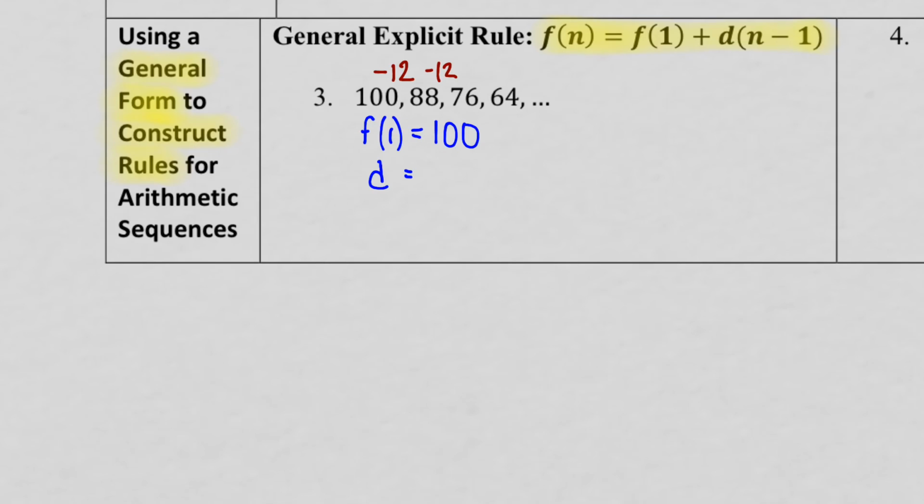Okay, seems to be working out. Just the last one to make sure. 76 to 64, it's going down by 12 again. So minus 12. That means that your common difference is negative 12. That's d. d is the number that it's going up or down by. Just look at the sequence and try to figure out what it is changing by. That's d.